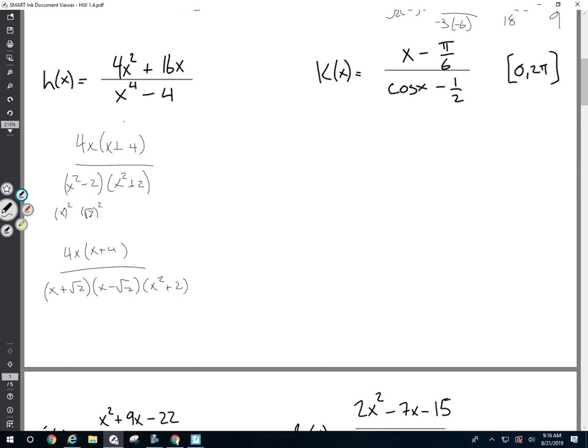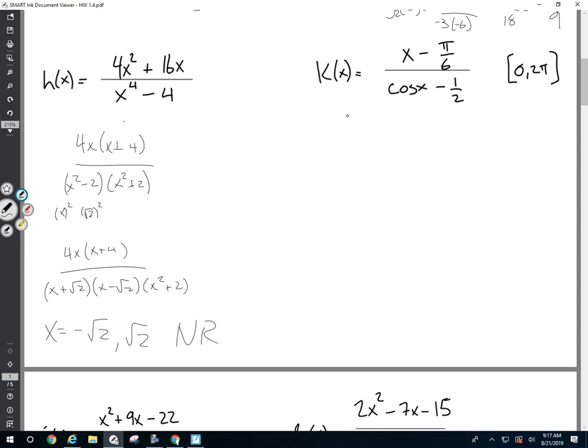This is a sum of two squares, which cannot factor. There's no value for x that you could plug in and square for it to be equal to negative 2. So there's nothing that makes this denominator 0. My only two discontinuities would be at negative root 2 and positive root 2. I notice that I can't simplify anything, so both of these are non-removable discontinuities. So I don't have to find the location of a hole, thankfully.